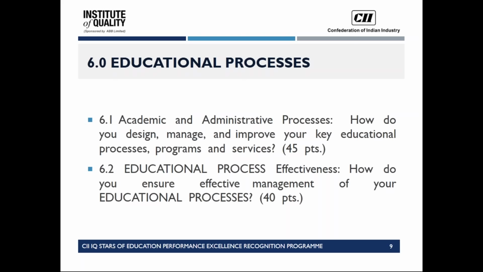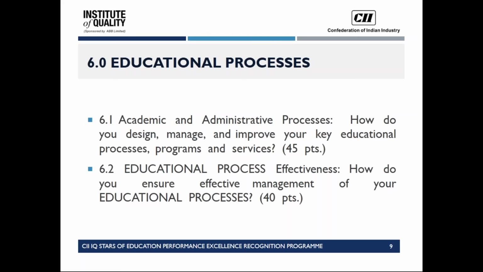Now, under this criteria, we are looking at 2 sub-criteria, 6.1 and 6.2, where 6.1 is about academic and administrative processes, where the institutions are asked how do the institutions design, manage and improve key education processes, programs and services. And sub-criteria 6.2, focusing on educational process effectiveness, asks how do the institutions ensure effective management of your educational processes.